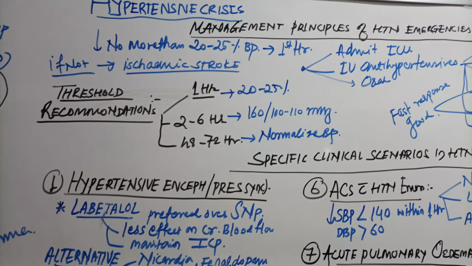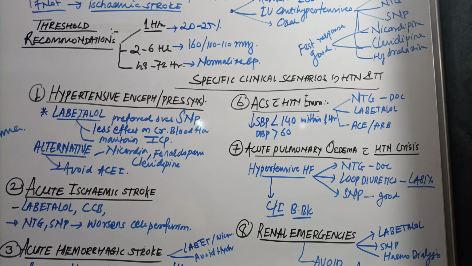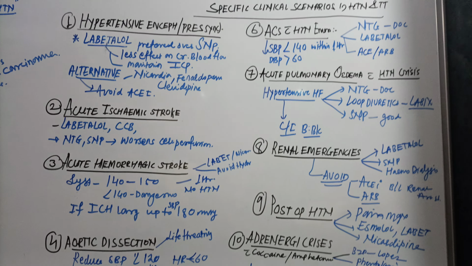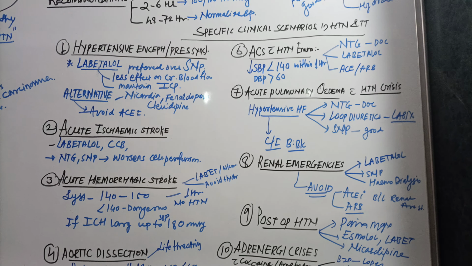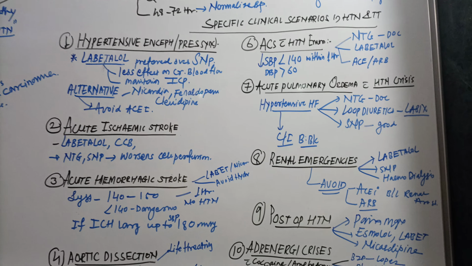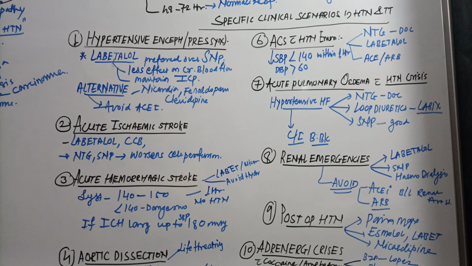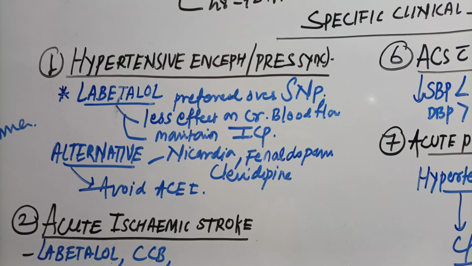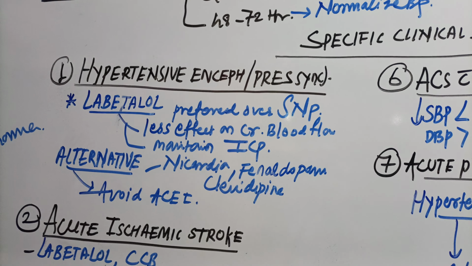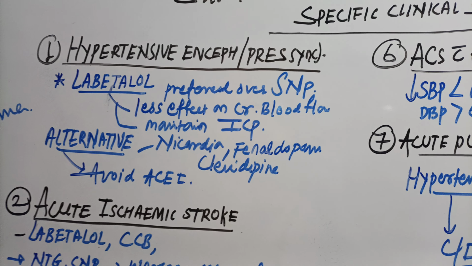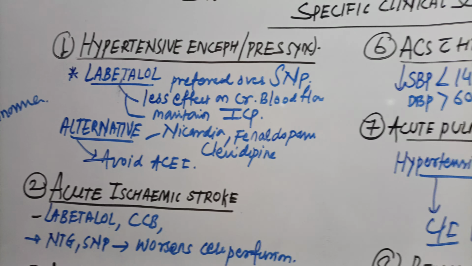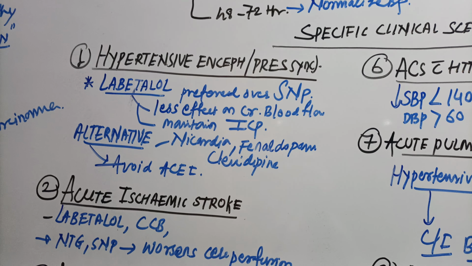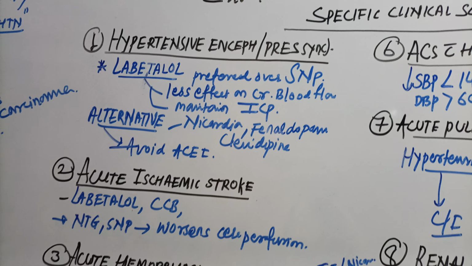So there are specific clinical situations or scenarios with hypertension and their treatment that I have mentioned here. Clinical specific scenarios include hypertensive encephalopathy or PRES syndrome, that is posterior reversible leukoencephalopathy syndrome. The most commonly used drug is labetalol. It is preferred over sodium nitroprusside. It has less effect on cerebral blood flow and maintains intracranial pressure. Alternative drugs are nicardipine, fenoldopam, clevidipine. We must avoid ACE inhibitors.